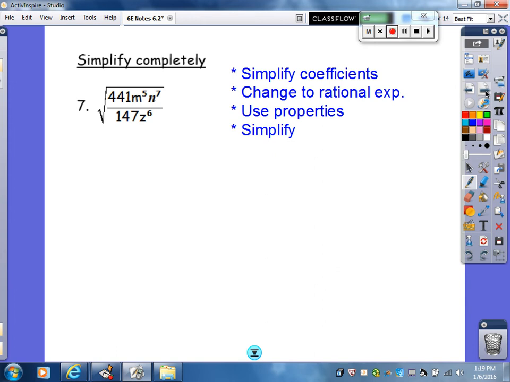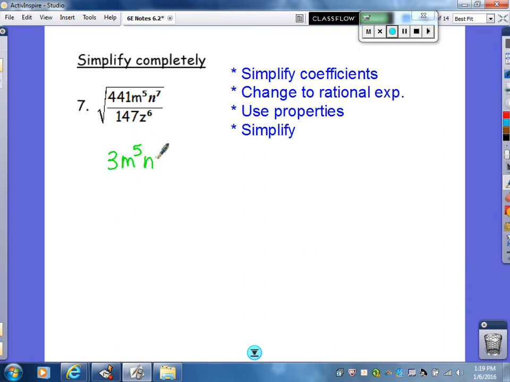All right, so the first thing I want to look at is 441 and 147. Look to see if they divide into each other first before you start breaking anything down. Well, 147 goes into 441 3 times. So I can make this 3, m to the 5th, n to the 7th, over z to the 6.